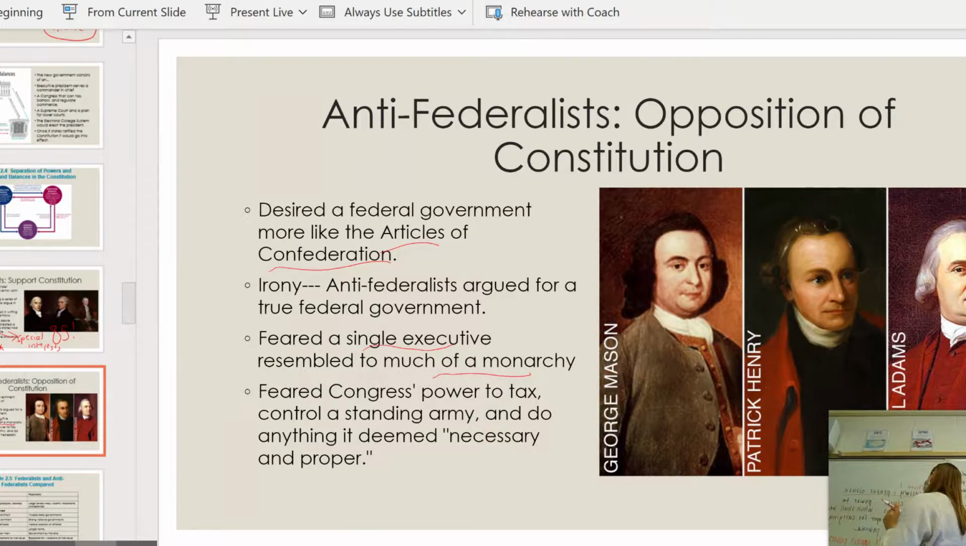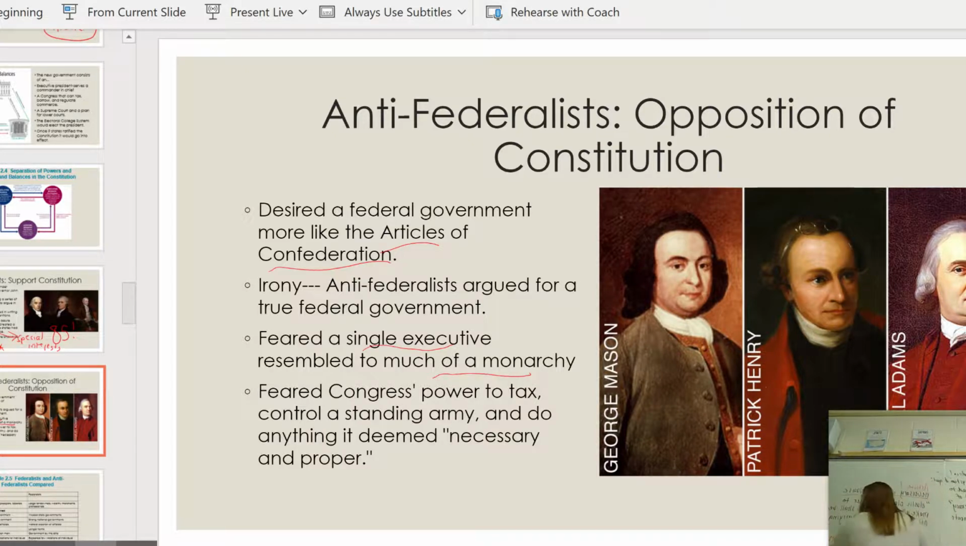Now, the anti-federalists were afraid of this for obvious reasons. The government can do whatever it wants, right? The idea is that you don't have to be fearful of a limited government if it's truly limited. That's the idea here.